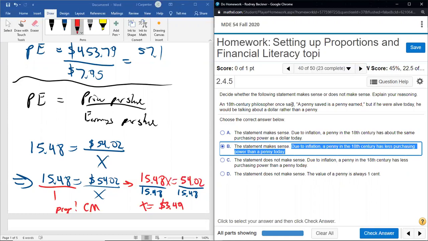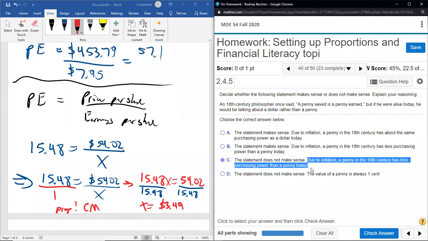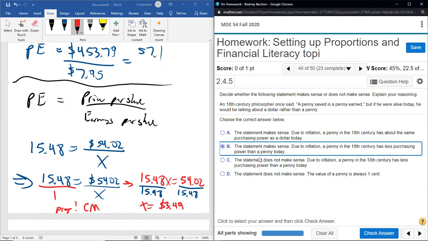So here's the problem. Even though that highlighted statement is correct, it says that the original statement makes sense, and the original statement says that a penny saved is a penny earned. So I don't know about that. All right, the statement does not make sense. Due to inflation, a penny in the 18th century has less purchasing power today than a penny today. So this actually seems to be the contradiction. It's got the same statement attached. A penny in the 18th century has less purchasing power than a penny today. So these two things have the same statement. One it says makes sense, one it says doesn't make sense.